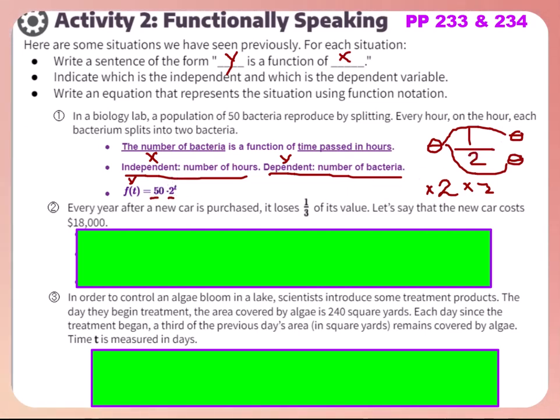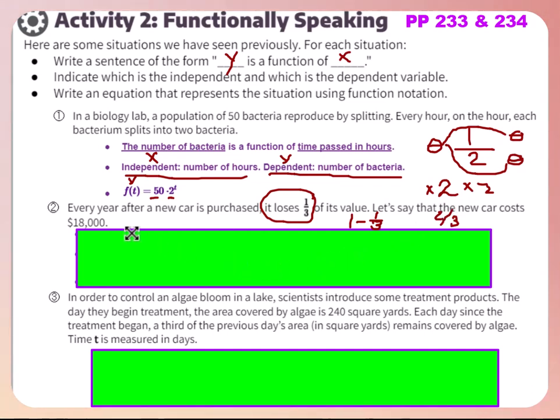All right, question number 2. Every year after a new car is purchased, it loses 1/3 of its value. Let's say that the new car cost $18,000. Now your growth factor is not 1/3. That's how much we're losing. Our growth factor is how much is left, how much remains. So take 1 and subtract 1/3. 1 in terms of thirds is 3/3. 3/3 minus 1/3 is 2/3. So 2/3 is what remains.